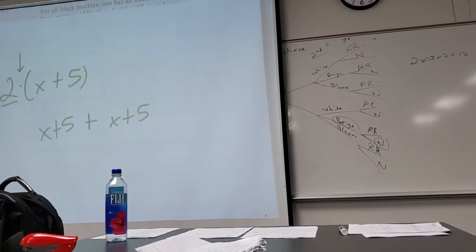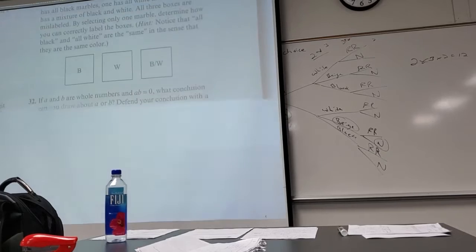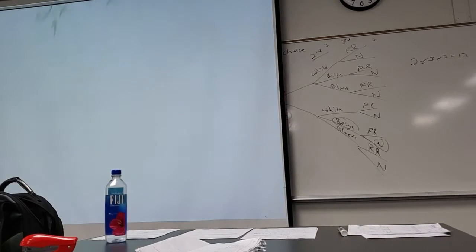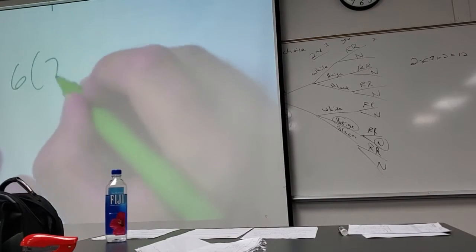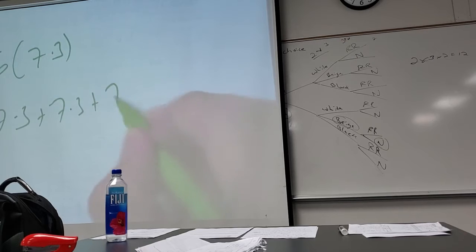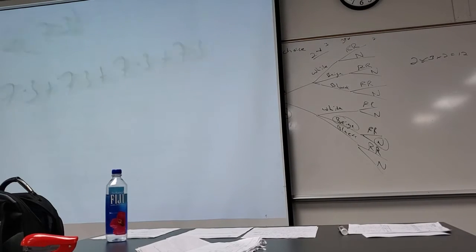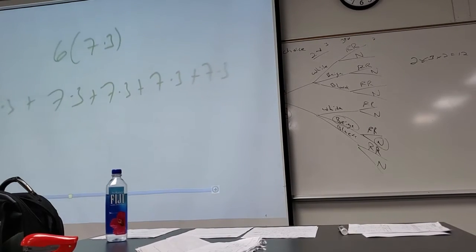right? So for example, what's the actual problem? It's 6 times 7 times 3, right? What would this really mean then? This would really mean 7 times 3 plus 7 times 3 plus 7 times 3 plus 7 times 3 plus 7 times 3, how many is that? 1, 2, 3, 4, 5, 6. There we go. Good. You guys understand what I just did?